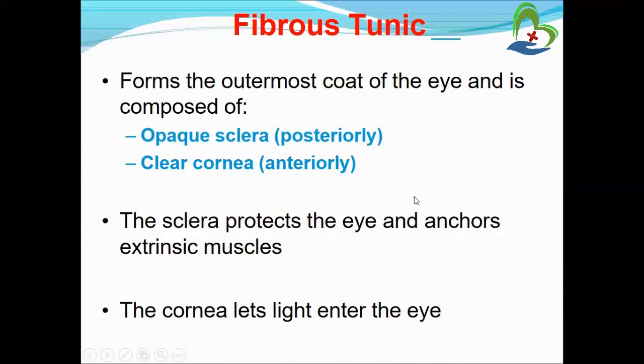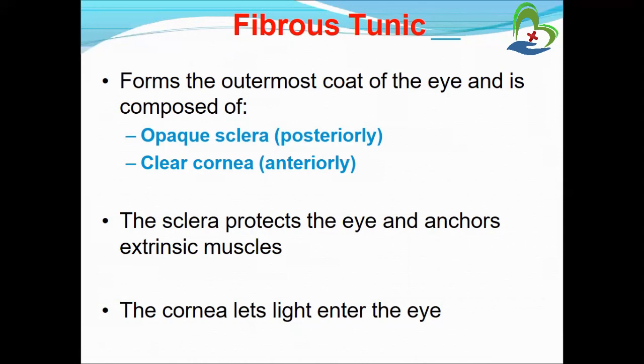Now the fibrous tunic. What is that? It forms the outermost coat of the eye and is composed of the opaque sclera and the clear cornea. Anteriorly it consists of the clear cornea, and posteriorly it consists of the opaque sclera. By these two structures the fibrous tunic is formed. The sclera protects the eye and anchors the extrinsic muscles.